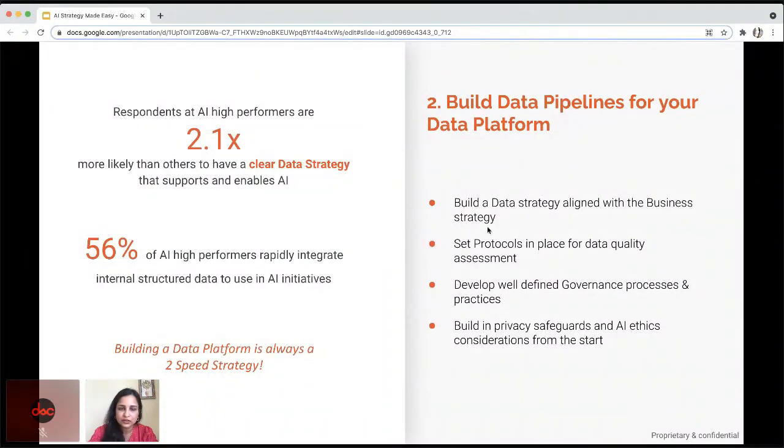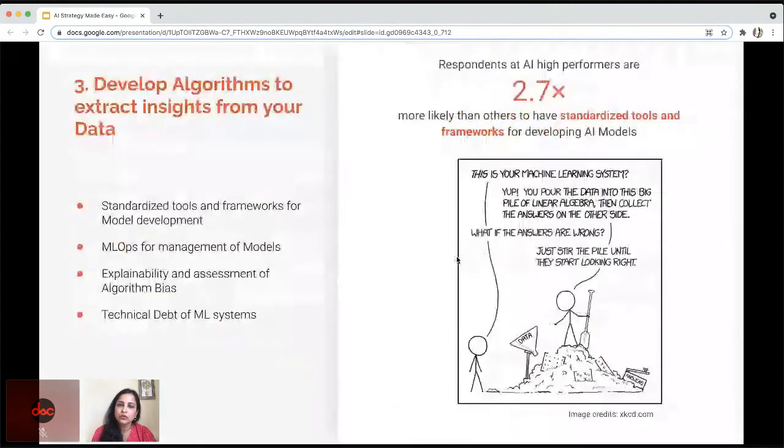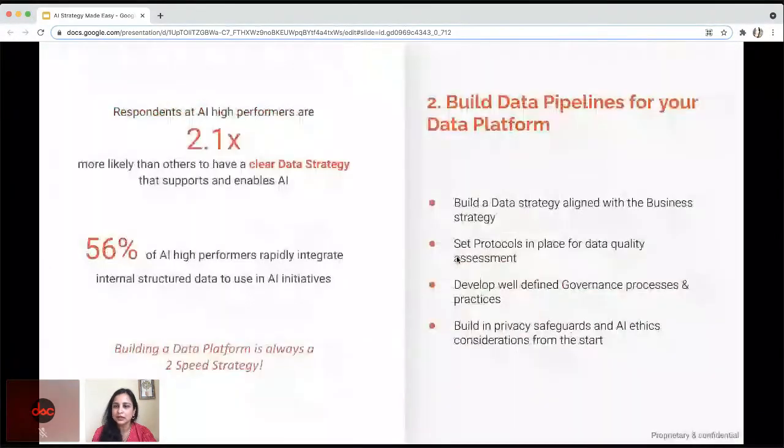Let's continue the conversation. There are more data points here which say that the high performers very clearly have a clear data strategy. And what the high performers also do is rapidly integrate your internal structured data to use in AI initiatives. What it really means is being able to use what's available and not wait for second party, third party data to get started. So rapidly use what's available right there and then build on top of it. And that's really the recommendation for building a high quality data pipeline.